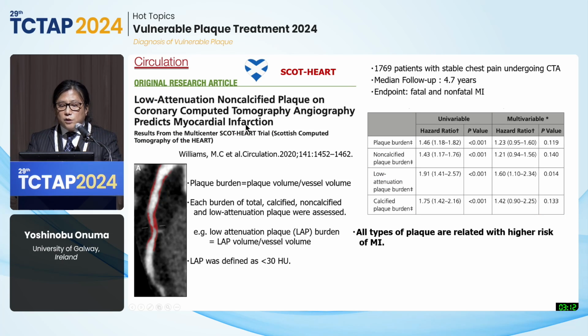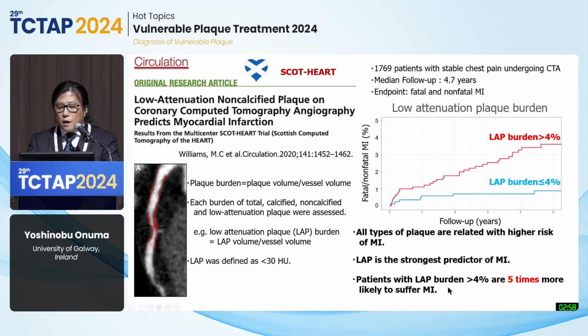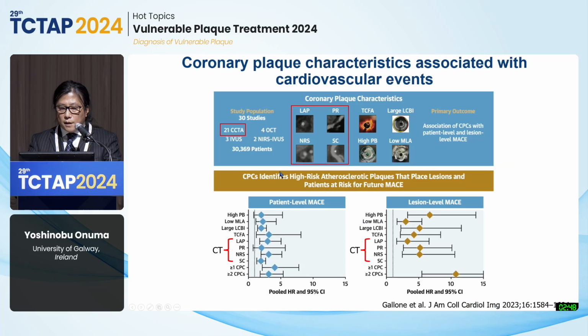Further, the SCOT-HEART trial group also looked at the impact of low attenuation plaque burden on future myocardial infarction. You can see that the low attenuation plaque burden is the strongest predictor of myocardial infarction. Patients with low attenuation plaque burden greater than 4% are 5 times more likely to suffer MI compared to those without this low attenuation plaque burden. These were also confirmed in the meta-analysis.